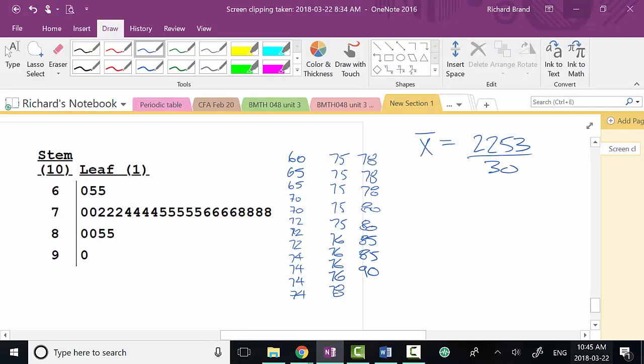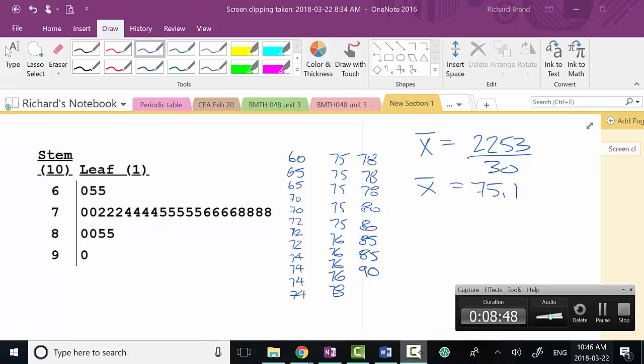Right, so I've ranked all the scores and I've totaled them. I have totaled all of the scores from the stem leaf plot, and I've also ranked all the scores. The total is 2,253, there were 30 terms, so the mean actually is 75.1. And that's the mean value for the data in the stem leaf plot.